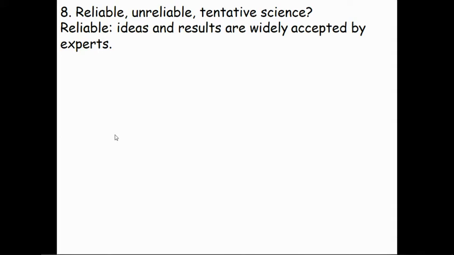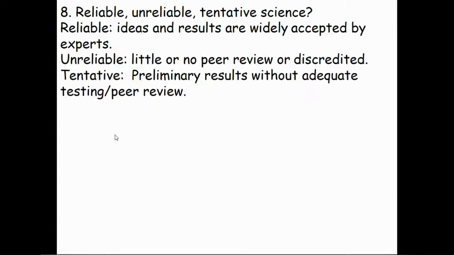So reliable science means that most, if not all, experts agree with the idea. Unreliable either means no professionals have reviewed it, or it has been discredited as being wrong. Tentative science could be totally legitimate science, but maybe it just has not been reviewed enough by other professionals. It's a process.